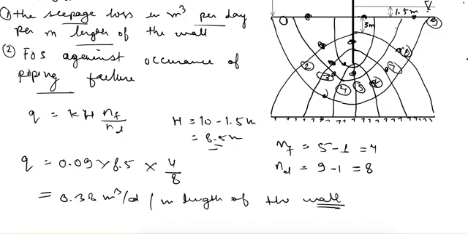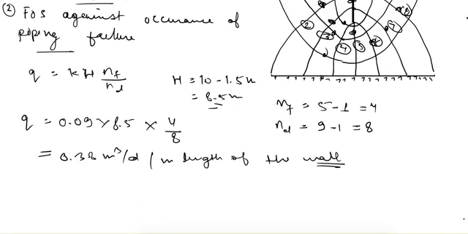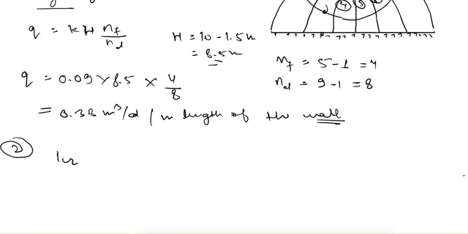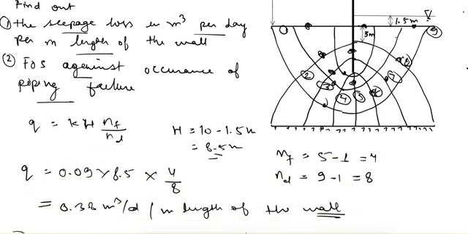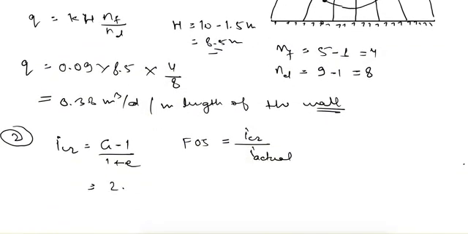This is the first part, and the second part asks for the factor of safety against piping. For that, let's first calculate the critical hydraulic gradient. Factor of safety, we know, is given as critical hydraulic gradient divided by the actual hydraulic gradient. The critical hydraulic gradient is given as G minus 1 upon 1 plus e. We are using this formula because we have been given the values of G and e. So that is 2.7 minus 1 divided by 1 plus 0.85, which comes out to be 0.919.